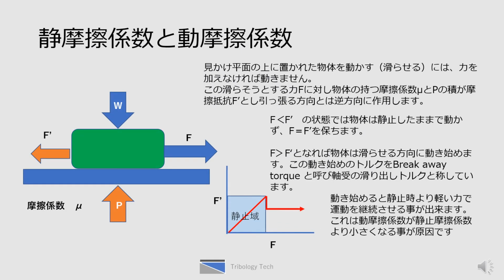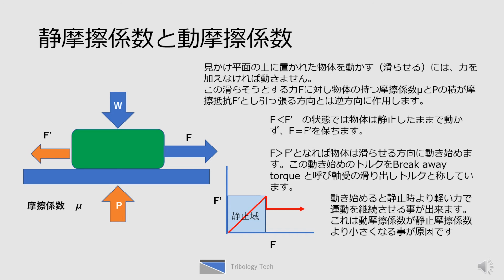Static friction coefficient and dynamic friction coefficient. Sliding an object placed on a flat plane cannot be done without applying force. The product of the friction coefficient μ and the load P of the object acts in the opposite direction as the frictional resistance F', against the sliding force F that pulls it. In the state where F is smaller than F', the object remains stationary and does not move, and F equals F' is maintained. If F is bigger than F', the object begins to move in the direction of sliding.